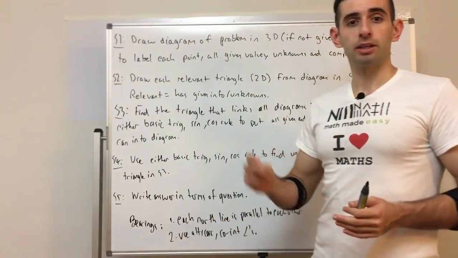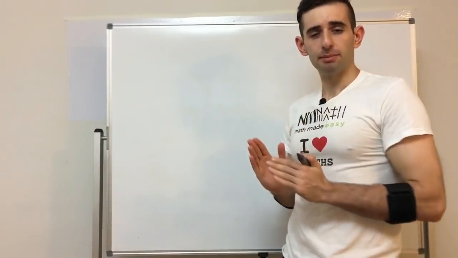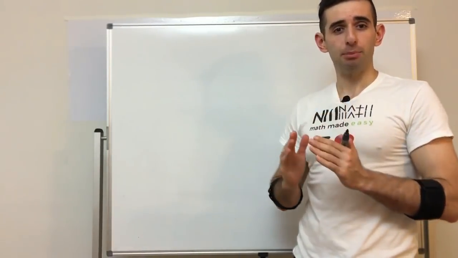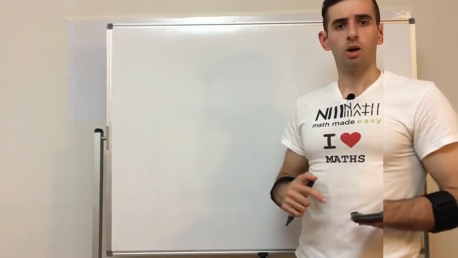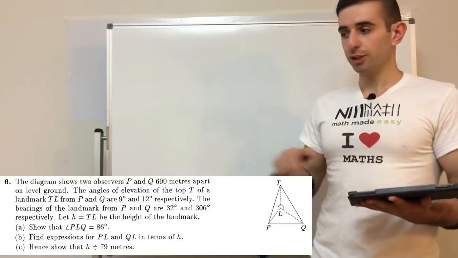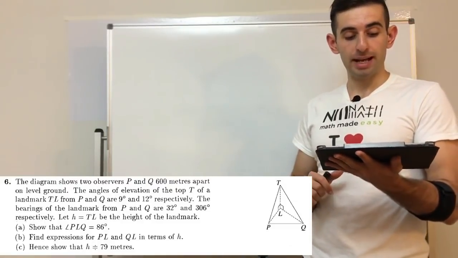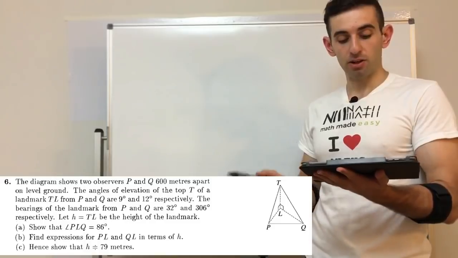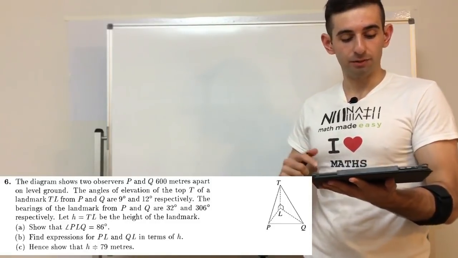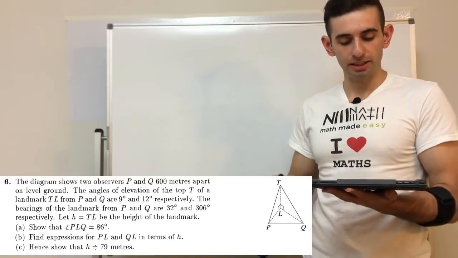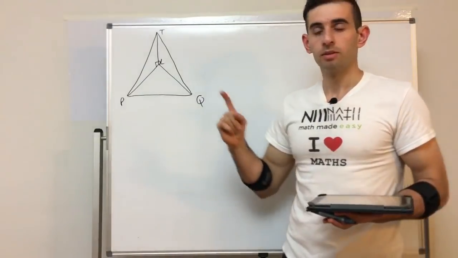Look at this trick, the board's clean. Alright, now that the board's clean, let's apply that step-by-step procedure to an example that covers pretty much most kinds of 3D trig problem. So I've got the question here, you should be able to see it in the corner. The diagram shows two observers P and Q 600 meters apart on level ground. The angles of elevation of the top T of a landmark TL from P and Q are 9 and 12 degrees respectively. Alright, let's just draw a diagram.